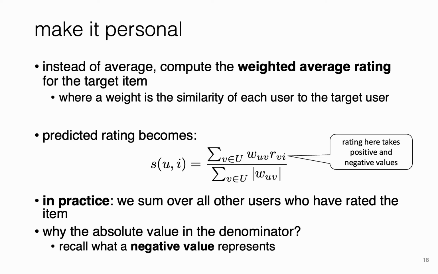Why is that? Because we have negative weights. Okay, so what happens with a negative weight on the numerator? A negative weight essentially reverses the rating given by the other user. If the other user did not like a movie, the target user will probably like it, and vice versa. In the formula shown here, we assume that the ratings take both positive and negative values, that is, go from -1 to 1 for this to work.